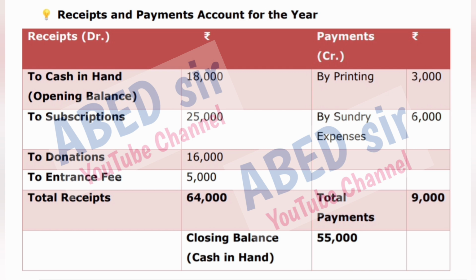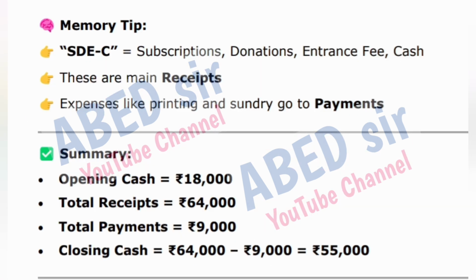Receipts Dr, payments Cr. To cash in hand, opening balance 18,000; by printing 3,000. To subscriptions 25,000; by sundry expenses 6,000. To donations 16,000. To entrance fee 5,000. Total receipts 64,000. Total payments 9,000. Closing balance, cash in hand 55,000. Memory tip: SDEC is equal to subscriptions, donations, entrance fee, cash. These are main receipts. Expenses like printing and sundry go to payments.